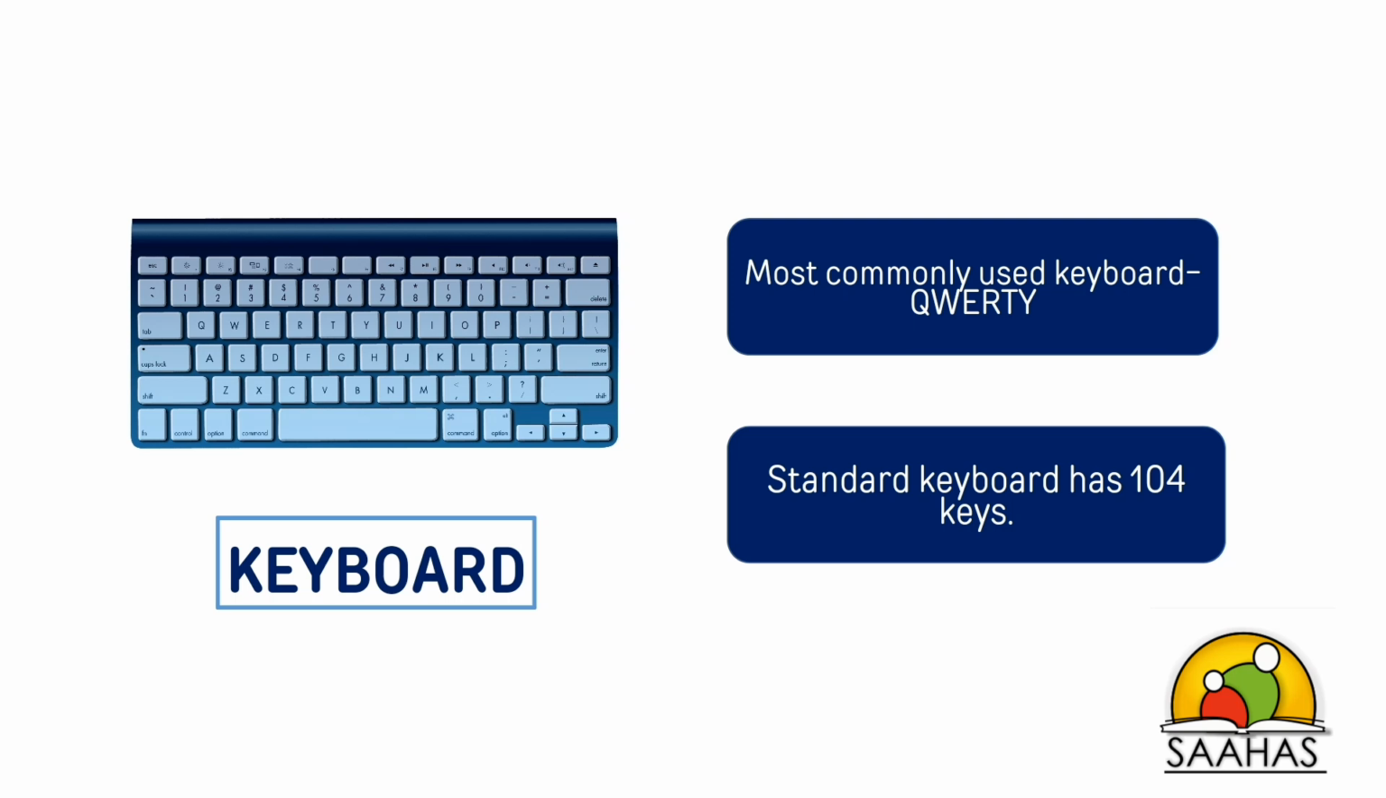Okay, now let's talk about the keyboard. So first point is, this is an input device. Second point, what you're going to write, the most commonly used keyboard is QWERTY. Third point is, standard keyboard has 104 keys. We can also write, we use keyboard for typing. Keyboard is most commonly used input device. So you get 4 to 5 points to write.